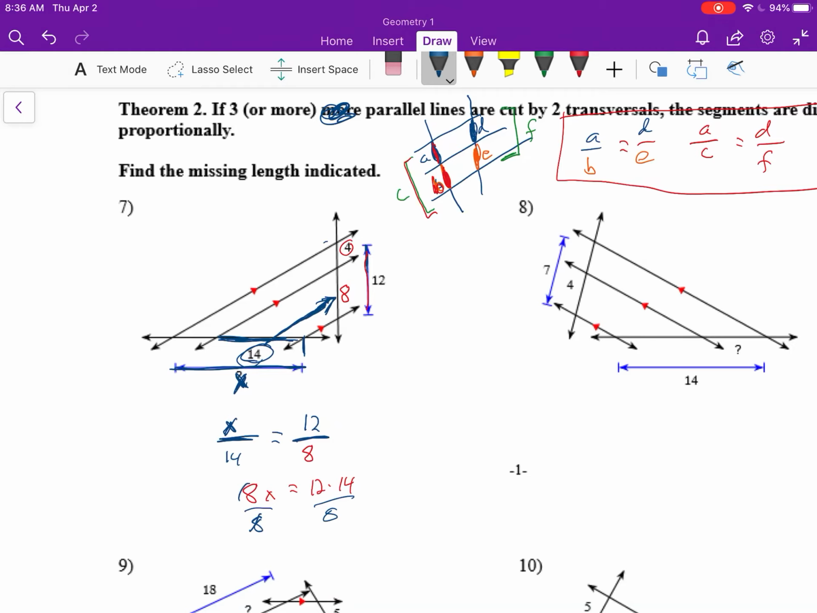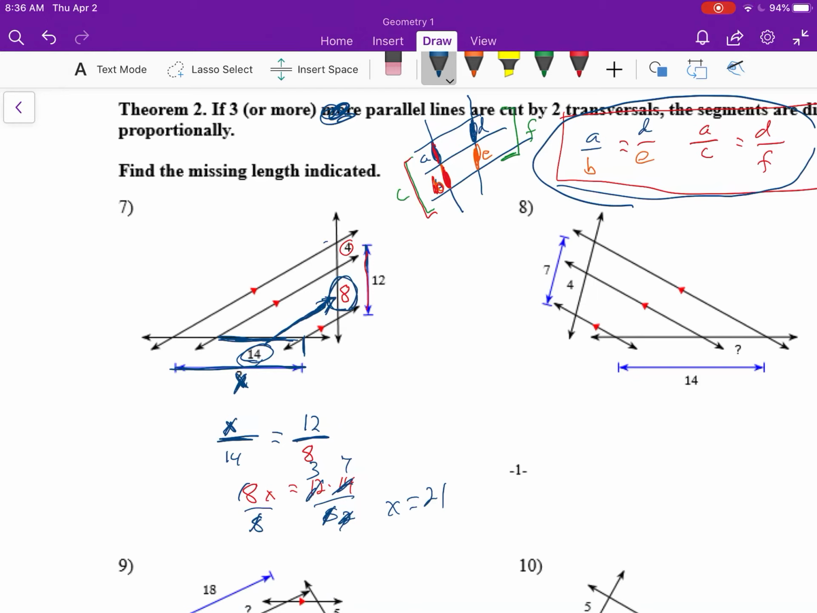The nice thing about not multiplying it yet is I see that 4 goes into this twice, 4 goes into this 3 times, 2 goes into this 7 times, and 3 times 7 is 21. Now again, you could do that with a calculator. That's no problem. I just don't have one with me. So that is how you set up those. You use one of these proportions, and be careful to maybe find a missing side first.